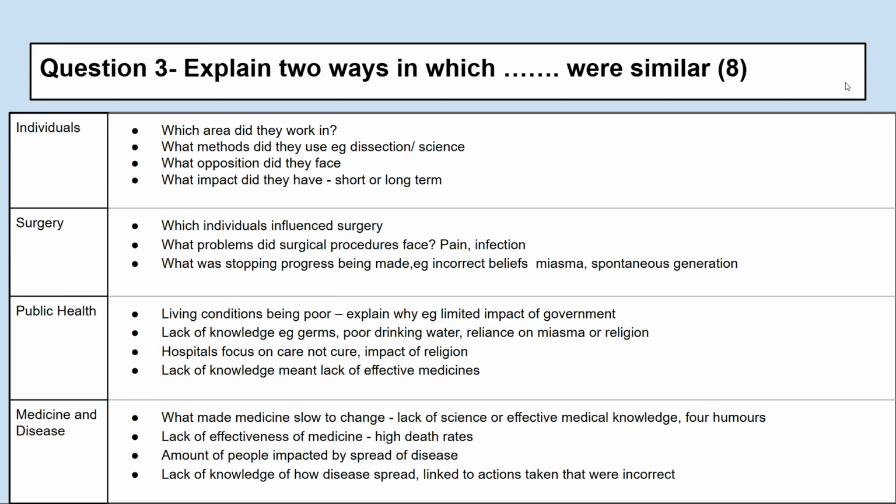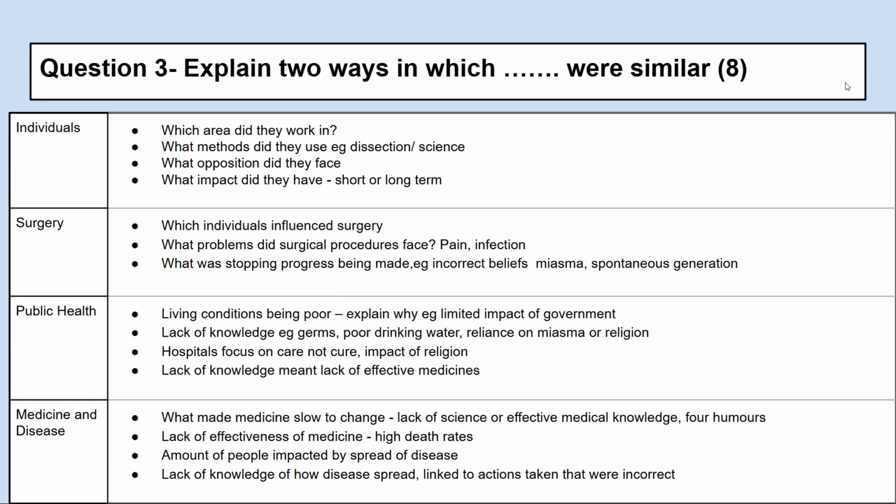If it's to do with public health, you could talk about living conditions being poor and think about why. Again, bringing in that factor of government and limited impact for a long time. You could talk about a lack of knowledge. For example, lack of knowledge on germs leads to poor drinking water, a reliance on miasma, or religion. If it's about something quite specific like hospitals or medical care, well, at these periods of time, hospitals tend to focus on care, not cure. You could link in the impacts of religion, certainly from medieval times. And of course, during a lot of these periods, there's a lack of knowledge, and that means a lack of effective medicines. You could talk about that.